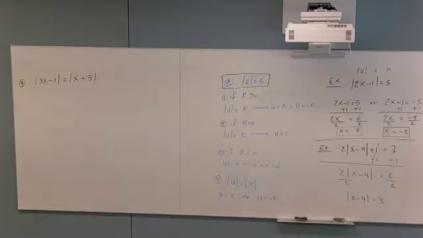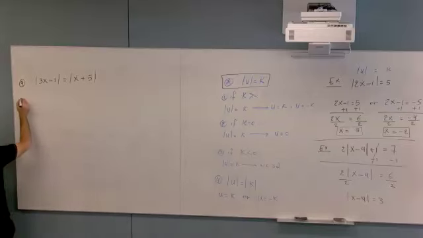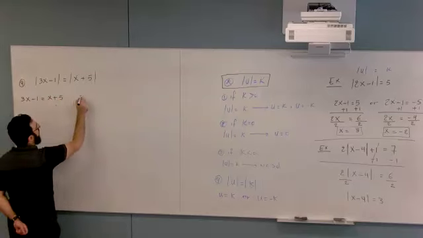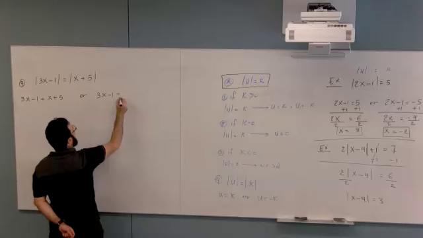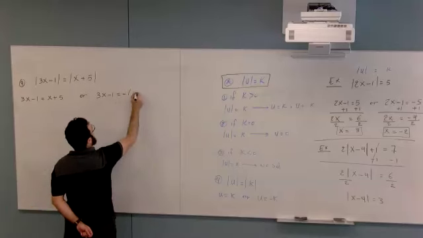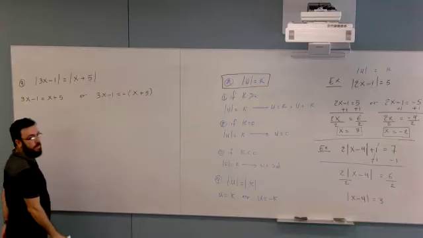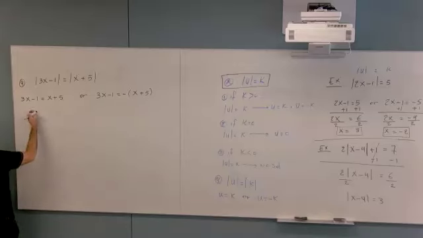So the rule number 4 says what? That means u equal k. I'm going to say 3x minus 1 equal x plus 5, or 3x minus 1 equal negative, I'm going to put parentheses, x plus 5. I'm going to consider the whole thing here as k. So negative k is going to be negative, put parentheses. You have to put parentheses, no mistakes.